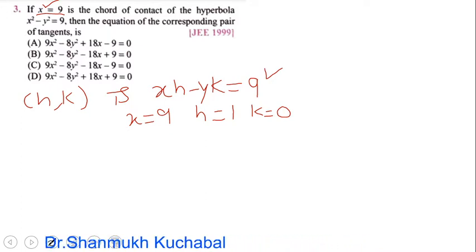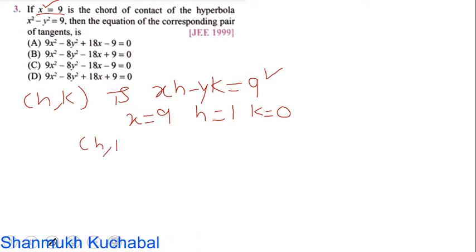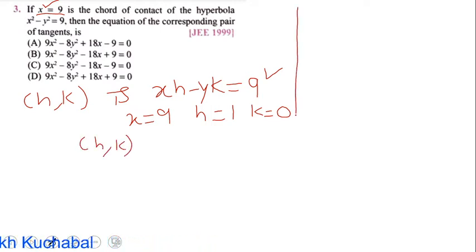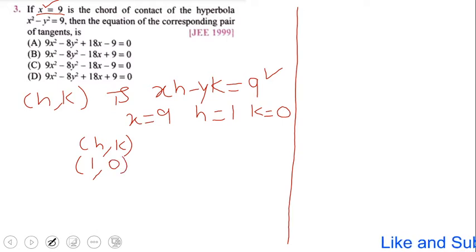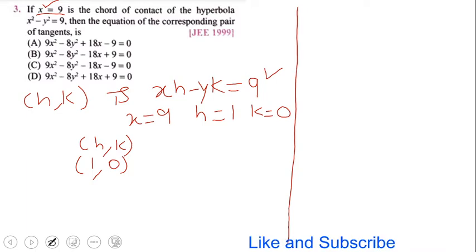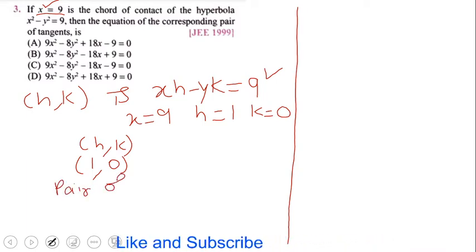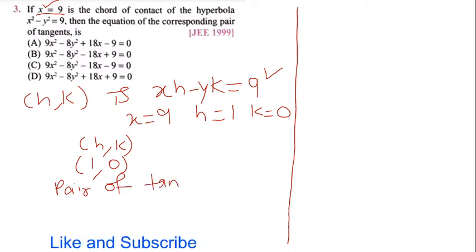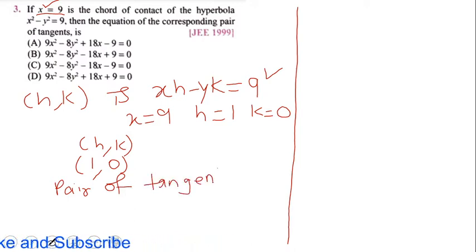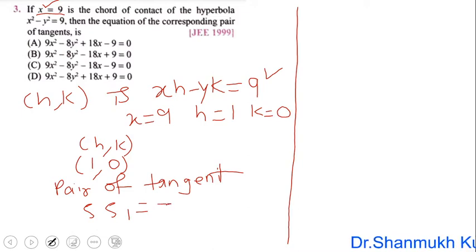Then h comma k is a point here, so that is one point. So h is 1, k is taken as 0. Then for the pair of tangents, the equation is given by S1 equal to T square.